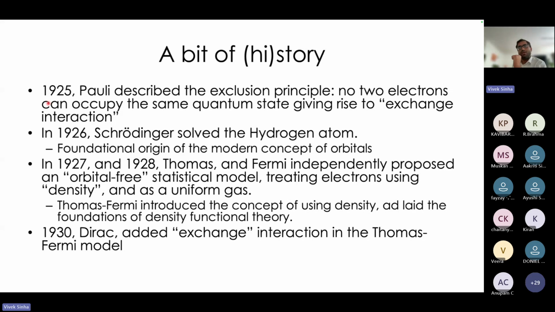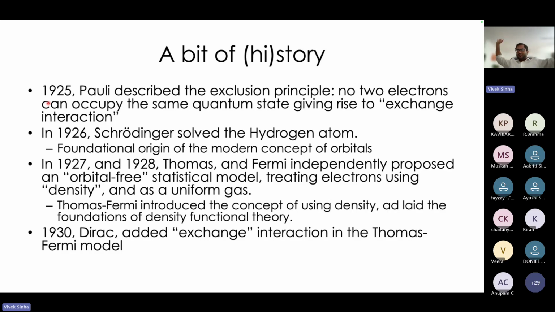In 1926, Schrodinger came and solved the hydrogen atom. And that was a big leap because the solution of the hydrogen atom showed that there is a very detailed electronic structure in the hydrogen atom, which you use mathematical functions called orbitals to explain. There are energy levels. Bohr had come.